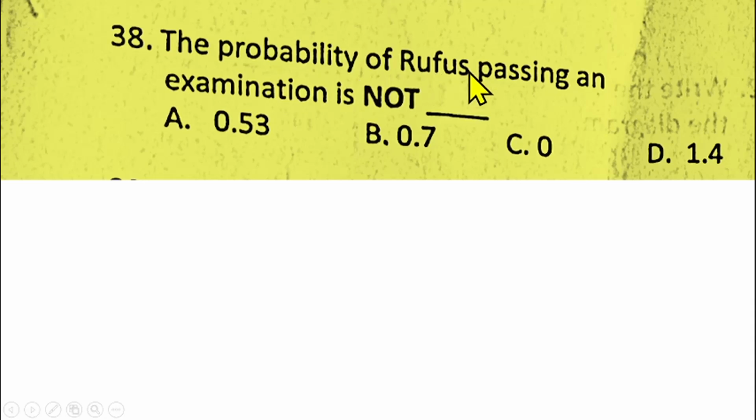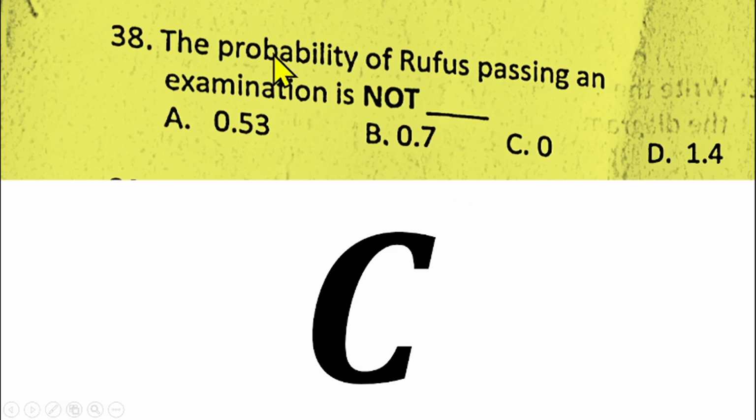38. The probability of Rufus passing an exam is not dash. So, of course, question number 38 is from probability. If there is a mistake in the question, there could be a typographical error, or they are asking what is the probability that an event will not happen? That is the probability that Rufus will not pass an exam, which is 0. Unless there is a mistake in the question, probably you are given the probability that Rufus passes an exam, and they want to find the probability that he will not pass. So either there is an error in the question, or they are trying to ask for the probability that an event will not occur. The probability that an event will not occur will be 0.